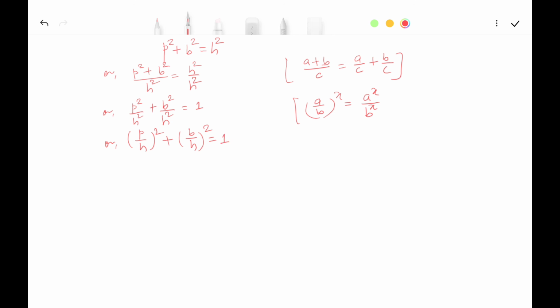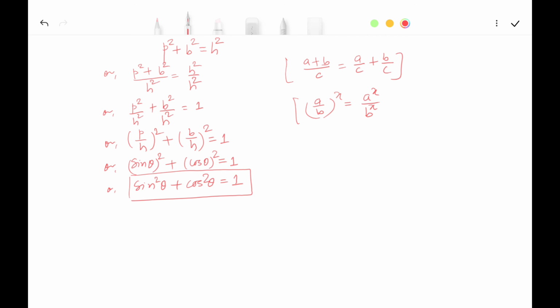This is equal to 1, and this p by h being sine theta, we'll write it as sine theta whole square, and here cos theta whole square, and this is equal to 1. So we can write this as sine square theta plus cos square theta equals 1. This is an identity. This is how we get this identity.